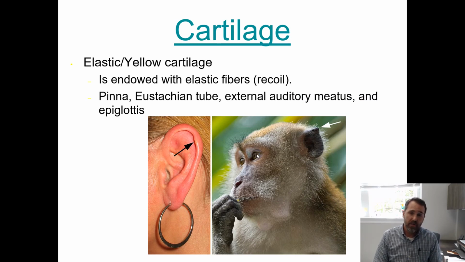Yellow cartilage is used in our body for the structures of the nose and the ear, and it's elastic. That's its primary feature. So if you pull your ear and let go, it will return. I can move my nose to one side or the other, and it will come back to where it's supposed to be. It will recoil.